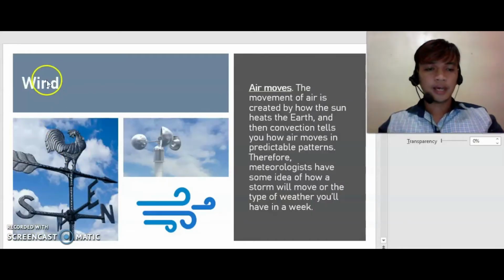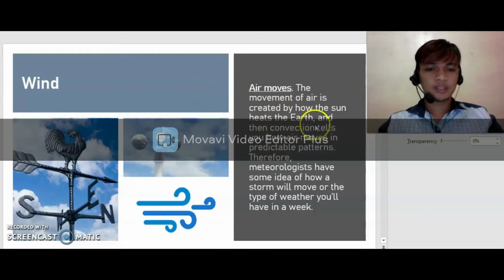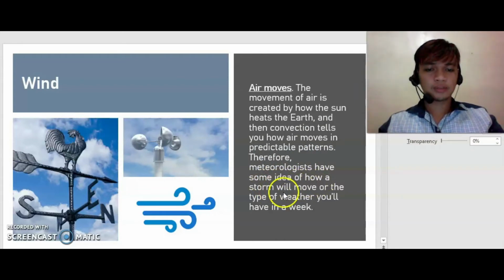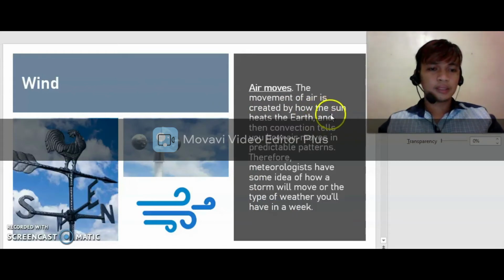The fourth element that we have is the wind or the amount of wind. This pertains to the air movement. So the movement of air is created by how the sun hits the earth. Okay, and then convection tells you how air moves in predictable patterns. Therefore, meteorologists have some idea of how a storm will move or the type of weather you will have in a week. Now, as mentioned here, how the sun hits the earth dictates the movement of the air.